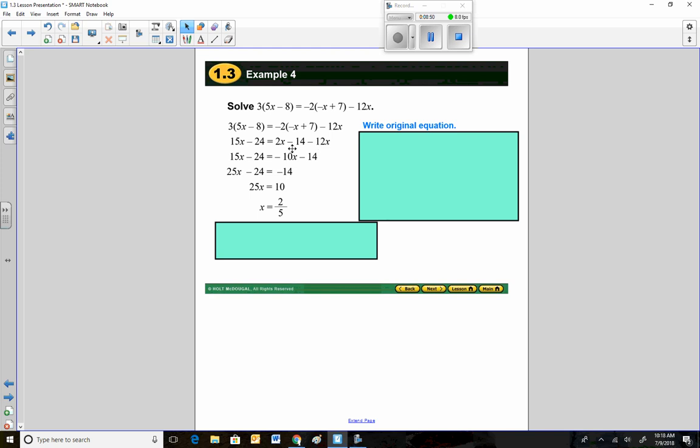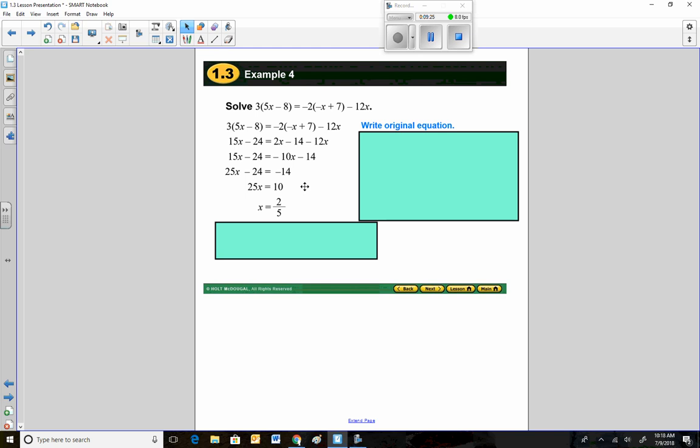Now, we go ahead and we take a look at this side. It's simplified. This side we have a 2x minus 12x, so you get a negative 10x. Bring down the negative 14. Now let's keep going. We need to get the x's to one side now that we have it down to two terms on both sides. Let's go ahead and take the smaller one, the negative 10x, which is smaller, and add it to that side. So add 10x, you get 25x. Bring down your negative 24, bring down the negative 14, and of course the equal sign.